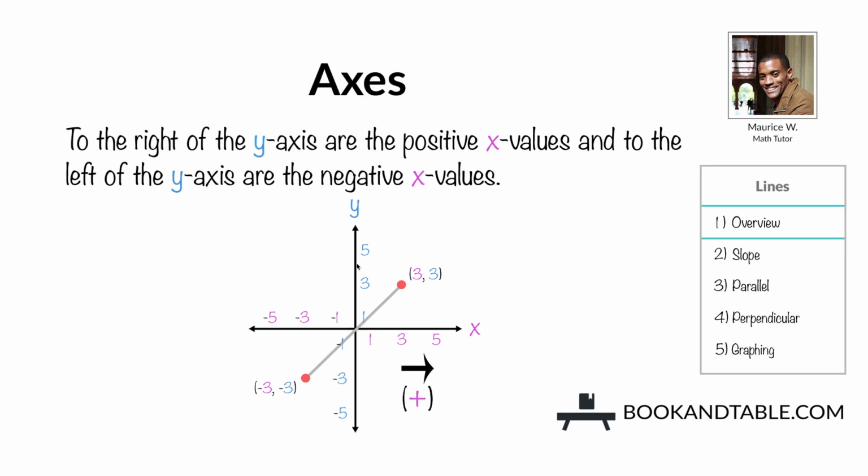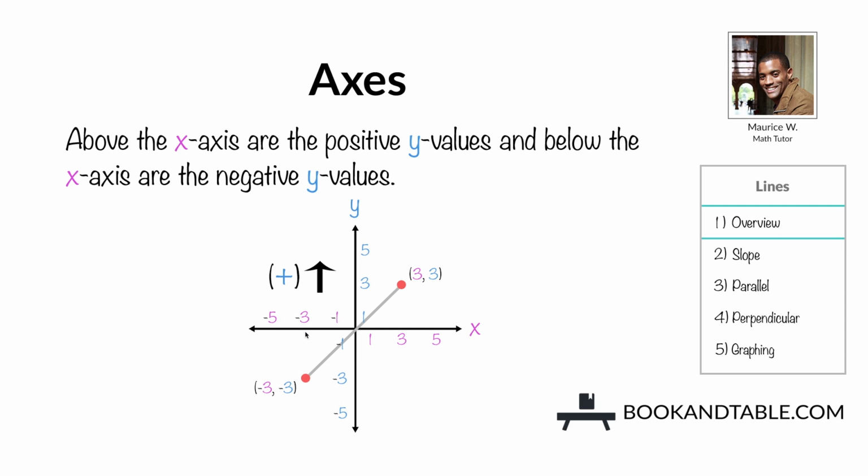To the right of this y-axis are the positive x values, and to the left of the y-axis are the negative x values. So here we have our positive values as we move away from the origin. And here we have our negative x values as we move to the left. With the y values, above the x-axis, so above the horizontal line, are the positive y values, and below the x-axis are the negative y values. So knowing this helps us figure out what values each point has in this overall coordinate plane.